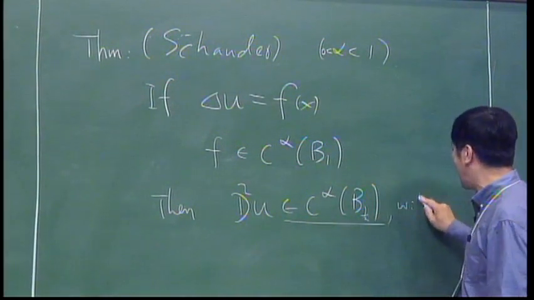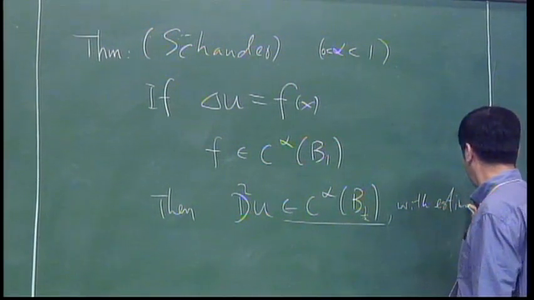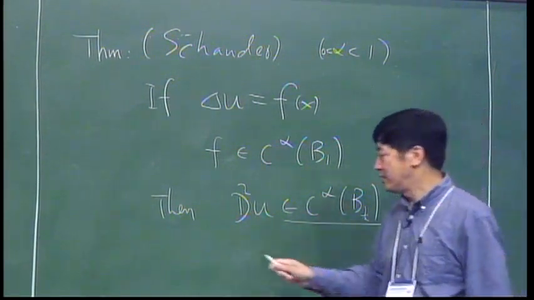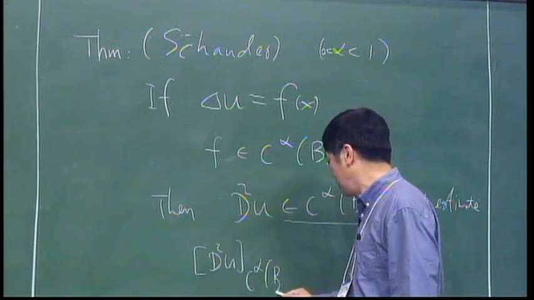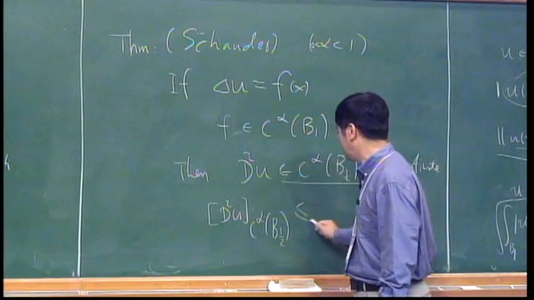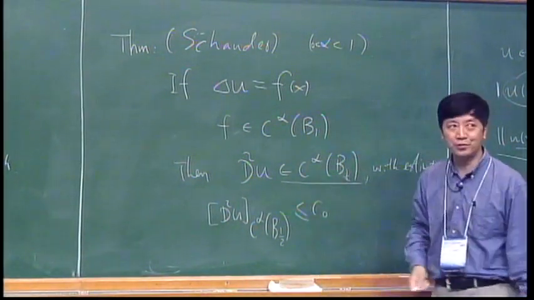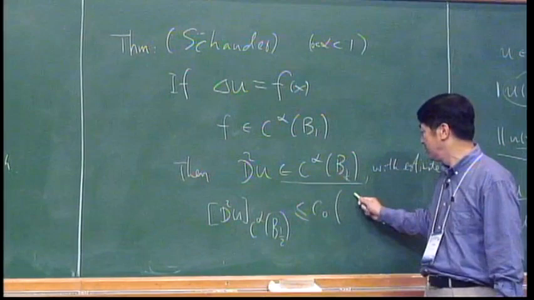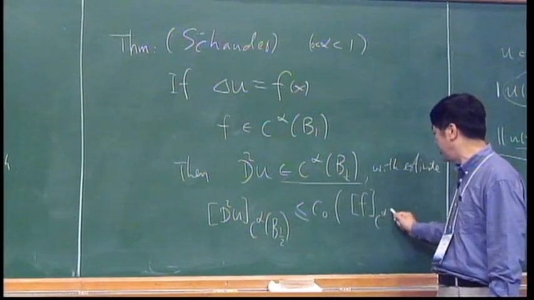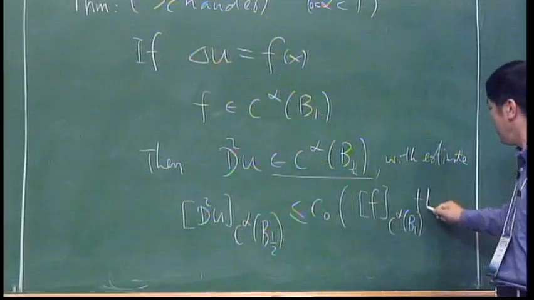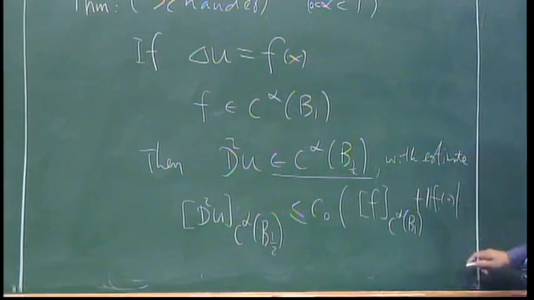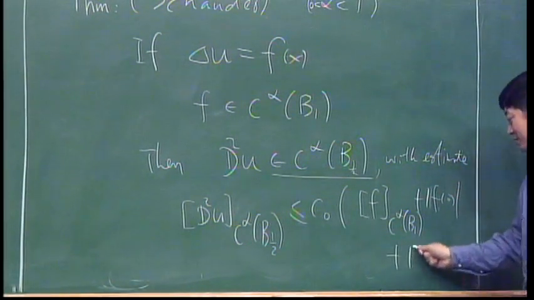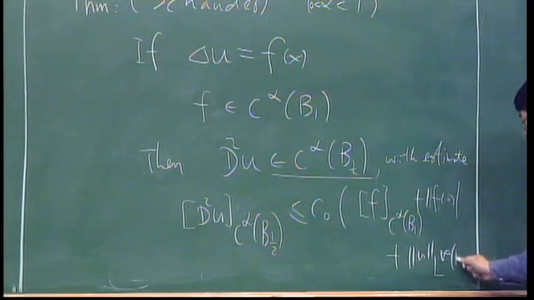This is the estimate: the Hessian is in C alpha, where C alpha is a universal constant. I abuse this C0 a lot. This is f in C alpha norm 1. I mean, I have to make everything reasonable, say. I add that, otherwise I can be crazy and use L infinity.